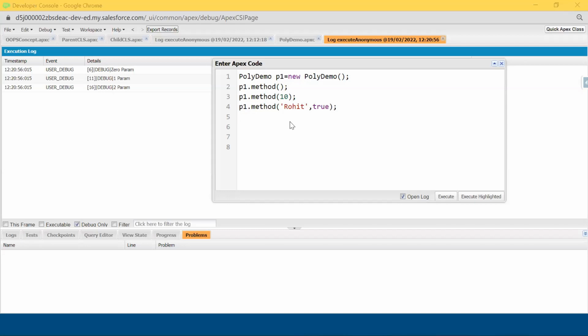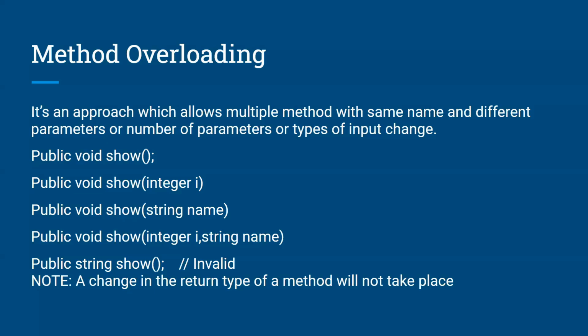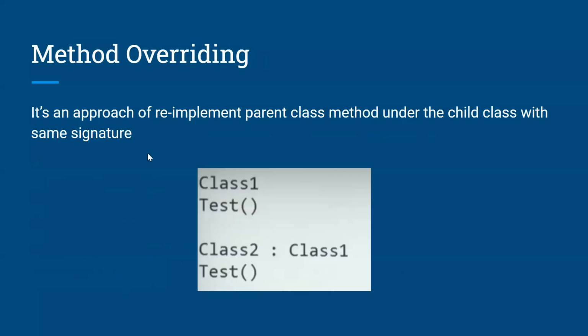So here, let me show you method overriding. It's an approach to re-implement a parent class method under the child class with the same signature. This is the rule of method overriding.